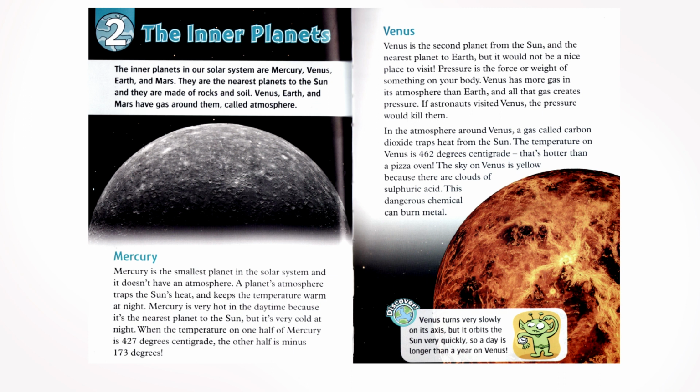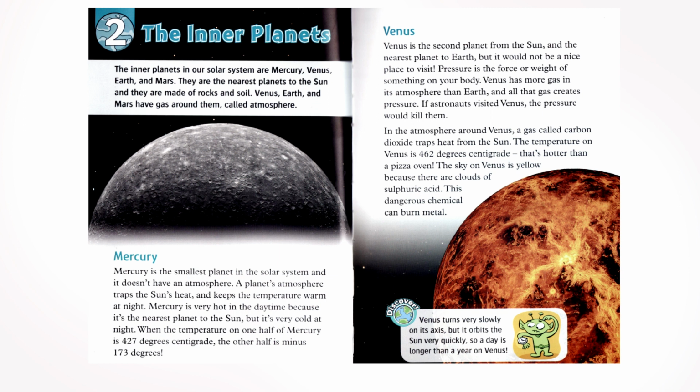Mercury. Mercury is the smallest planet in the solar system, and it doesn't have an atmosphere. A planet's atmosphere traps the sun's heat and keeps the temperature warm at night. Mercury is very hot in the daytime because it's the nearest planet to the sun, but it's very cold at night. When the temperature on one half of Mercury is 427 degrees centigrade, the other half is minus 173 degrees.